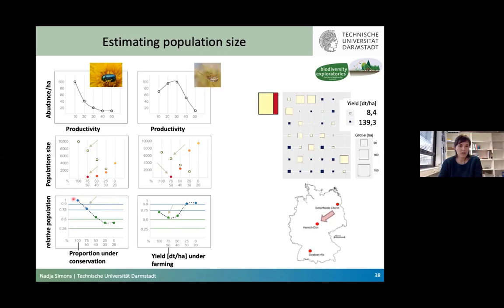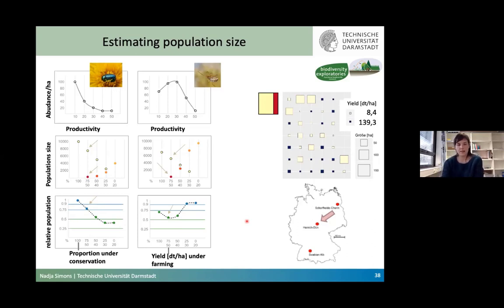In this species, a very low proportion under conservation would be the optimal situation because it reaches its highest overall population size, whereas for the other species, a high proportion of grasslands under conservation would yield the best outcome. We can also look at different thresholds of population size. So we ask, does a species under a certain landscape configuration at least reach, let's say, 20 or 25% of the population size that it would reach under an optimal scenario?